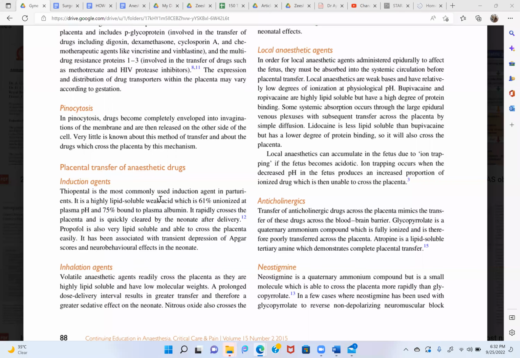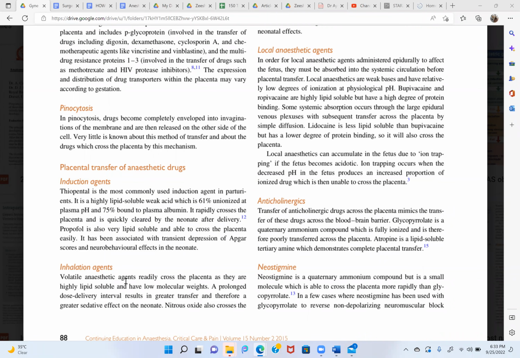This point I wanted to ask: thiopentone is recommended as the induction agent in a pregnant patient. Why? What is the reason? One arm brain circulation. Very good, because it's the fastest induction agent. So if you want to use it for rapid sequence induction, the fastest agent is thiopentone.